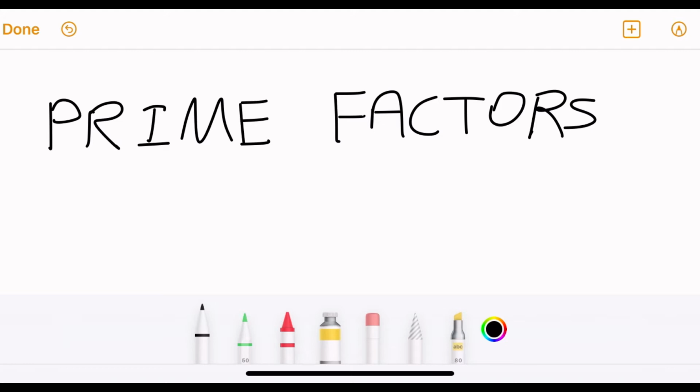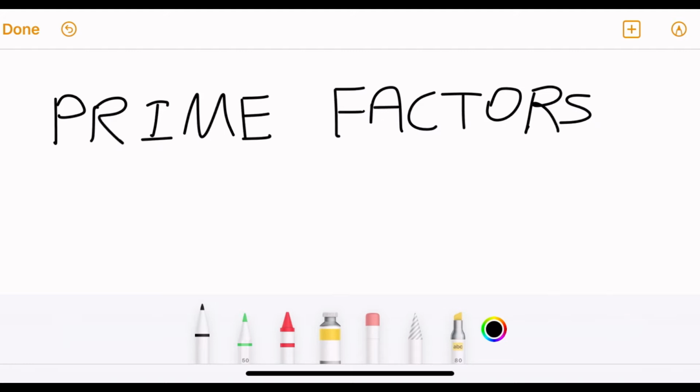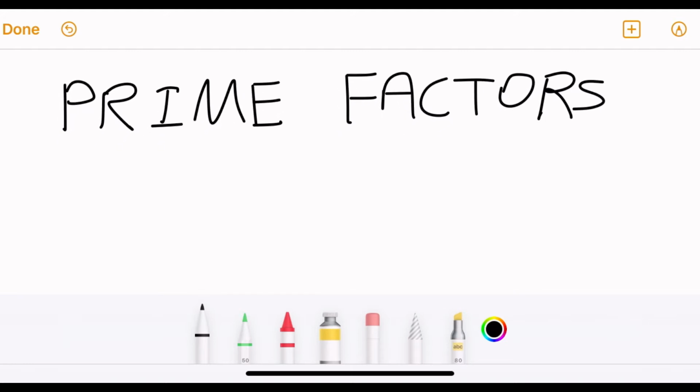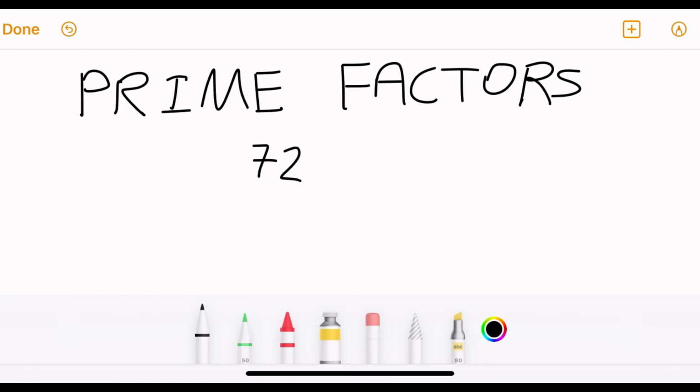So just whatever prime number comes to your mind that divides into that number, we write it down. And let's use an example to understand this better. Let's say we have the number 72 and we were to find all prime factors of it. The only way to do that is we need to first think of a prime number that divides into 72. Well, 2 would be a really obvious one.